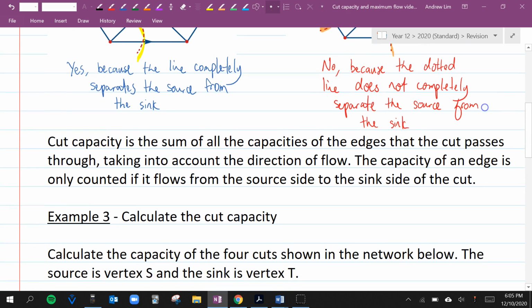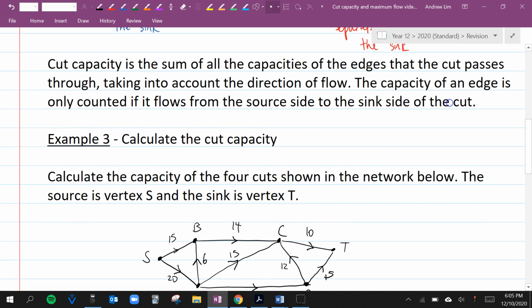Okay, so what is cut capacity then? Now we know what a cut is. What is cut capacity? The cut capacity is the sum of all the capacities of the edges that a cut passes through, taking into account the direction of flow. The capacity of an edge is only counted if it flows from the source side to the sink side of the cut.